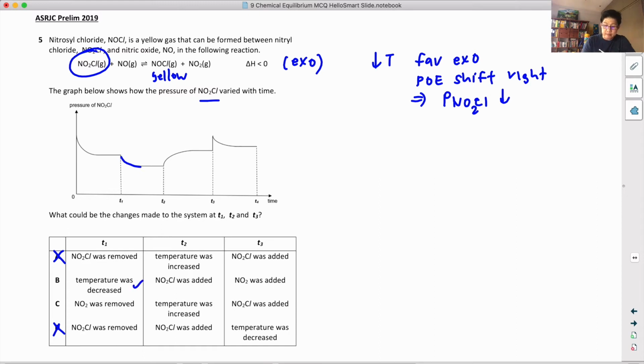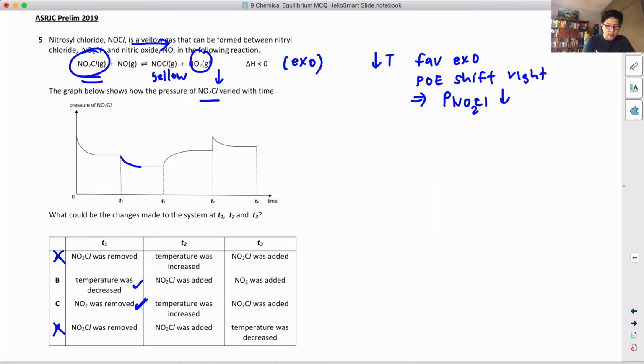All right, so if NO2 was removed, you take away NO2, you decrease it. So by LCP, equilibrium wants to shift to the right, so NO2Cl will also decrease. So this is actually feasible. So okay, both of them are feasible. Okay, let's look at T2.